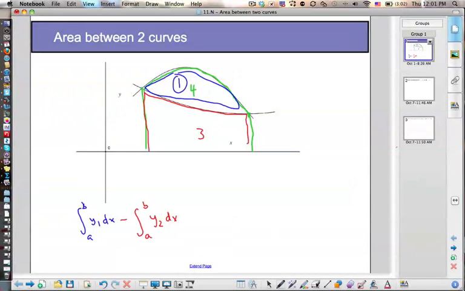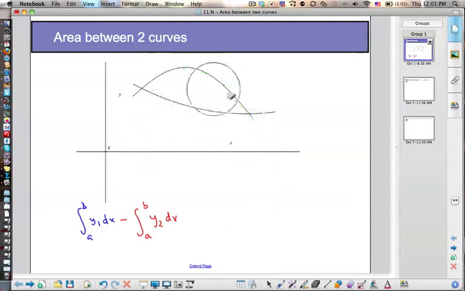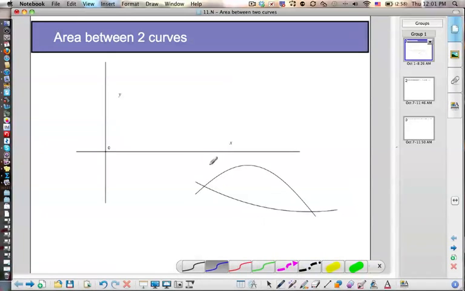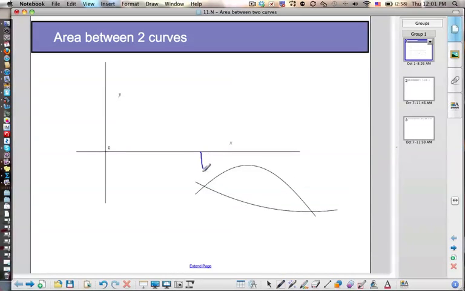If I get rid of some of this stuff, let's move our functions around. If we grab this one and move it down here, now what's happening? Is it the same way? I don't know, we'll find out. Do we take the top one or the bottom one? Which one do we put on top?